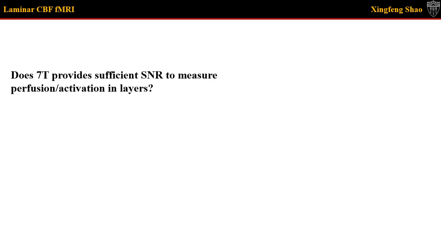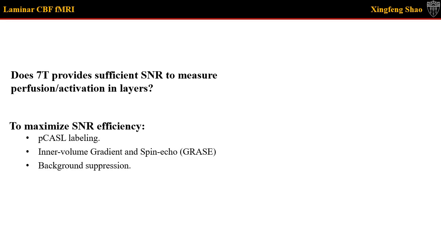If you read our title, I guess your first question is, does 7T really provide sufficient SNR to measure perfusion or even activation in different layers? Because each layer has a thickness of only a few millimeters, we definitely need sub-millimeter resolution to separate the perfusion or activation in different layers. In our last year's presentation, we demonstrated that layer-dependent CBF can be measured with a combination of pseudo-continuous labeling, inner volume 3D acquisition, and optimized background suppression. Each component has to be tuned super carefully.